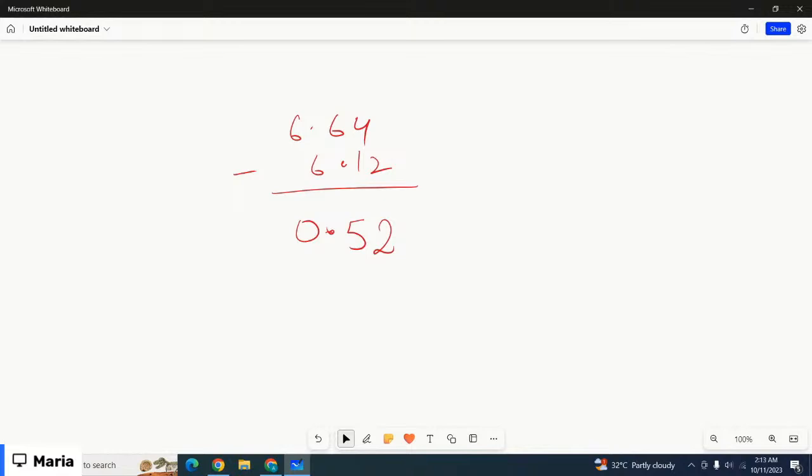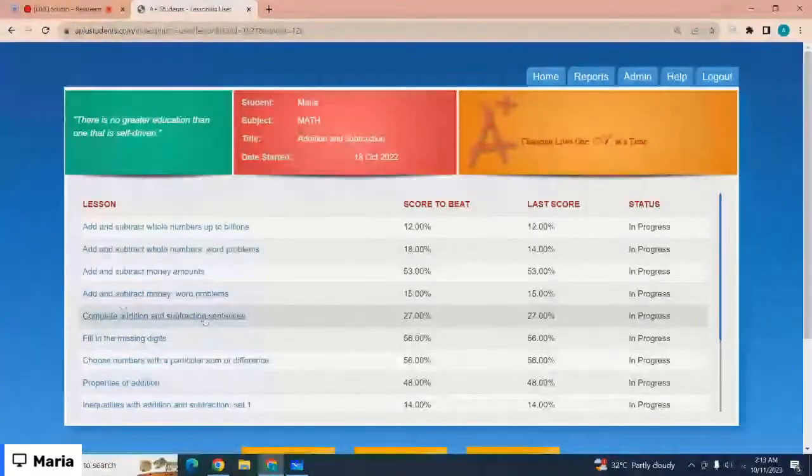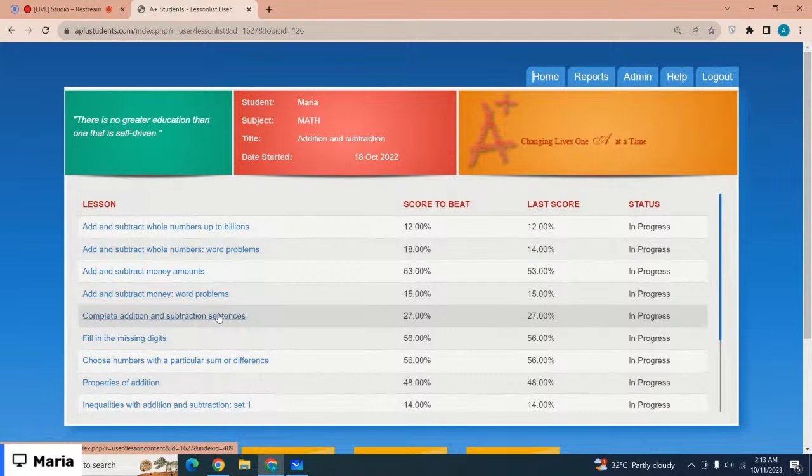Okay, let's see. The next lesson is, I think, add and subtract word problems with money. Word problems, you have to do on your own, right? You have to do exactly the same thing, just adding or subtracting money, right? The next one is fill in the missing digits, right? That means one of the digits is missing. How do you calculate the missing digit? No, I skipped one. That is complete addition and subtraction sentences, right?